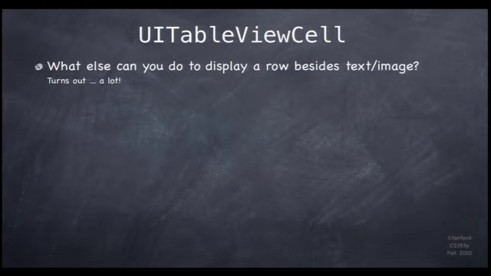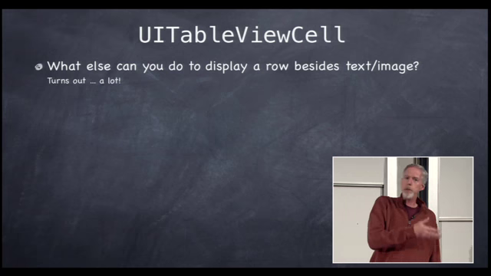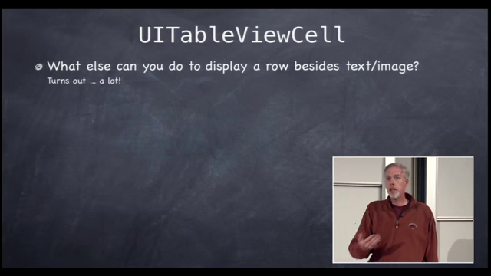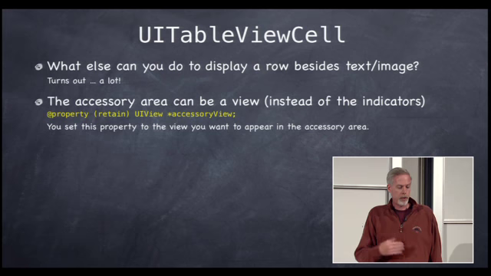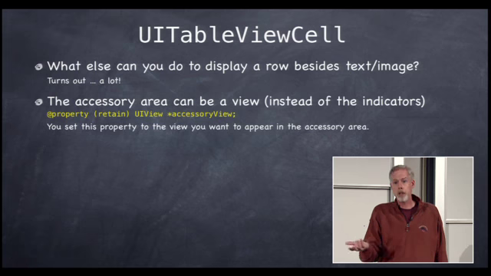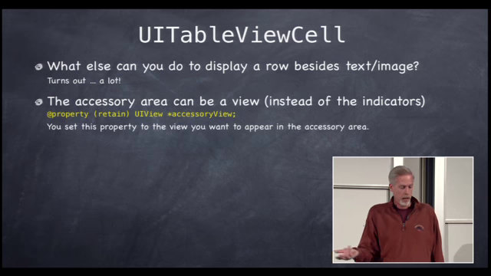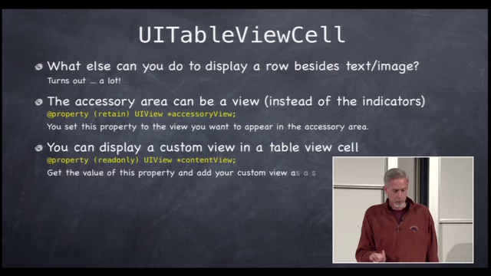Okay, so what else can you do to display a row besides text and image? Right? We've seen the text label, the detailed text label, image view. What else can we do? Well, it turns out you can do pretty much anything you want. First of all, the accessory area, where the little disclosure indicator is and the check mark, that can actually be a view. Okay, so you can have your own accessory view. That's, again, implemented by setting this accessory view property on the UI table view cell.